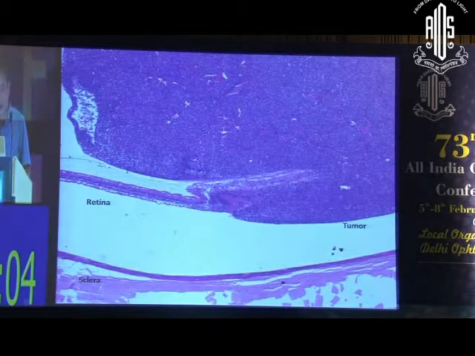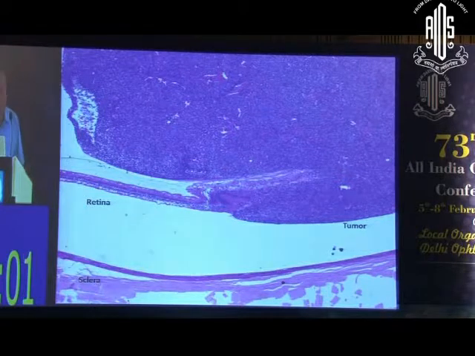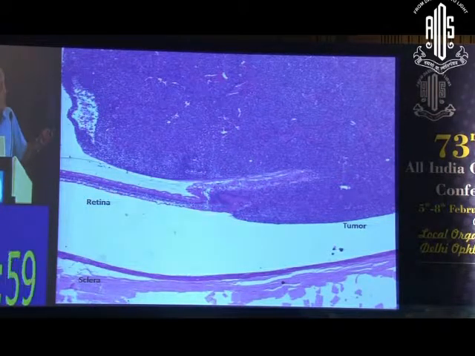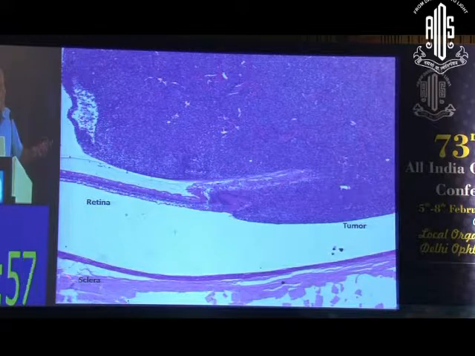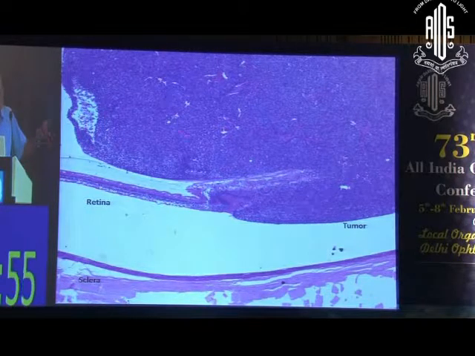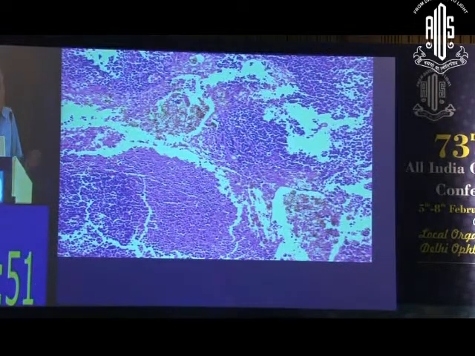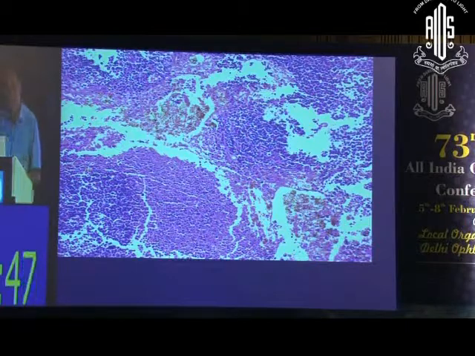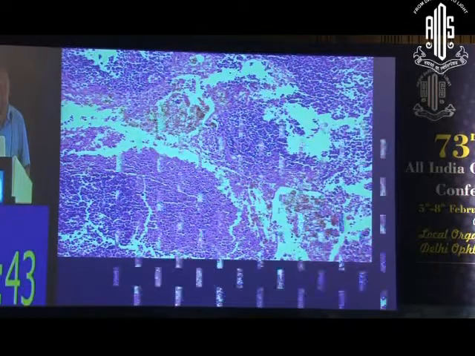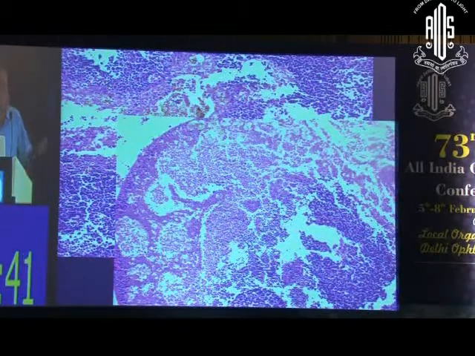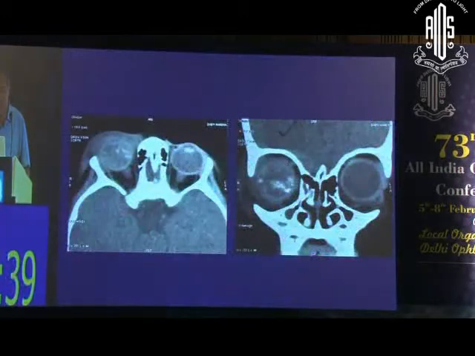Now let's look how colorful retinoblastoma looks like. Now this is a normal retina. You have the choroid over here, that's the sclera. The tumor is arising from the retina. And classical retinoblastoma will have pink and blue areas. Blue areas are areas of viable tumor cells, whereas the pink areas are areas of necrosis. That's another section which shows these pink and blue areas.